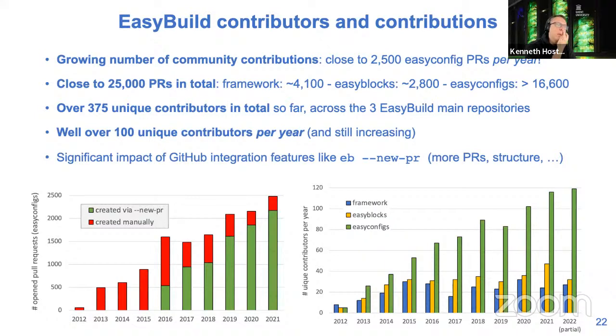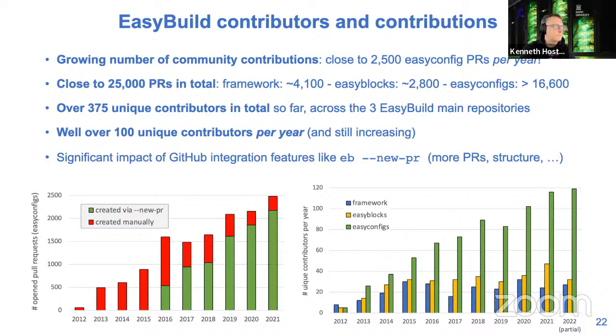So we're currently seeing about 2,500 EasyConfig pull requests per year. So if you think about this per working day or something, that's over 10 pull requests per working day, which is quite a lot. And that's without the framework and easyblock PRs that often go along with it as well. In the last decade, we have seen over 25,000 pull requests being opened to EasyBuild.